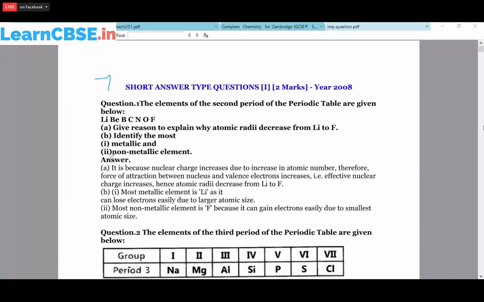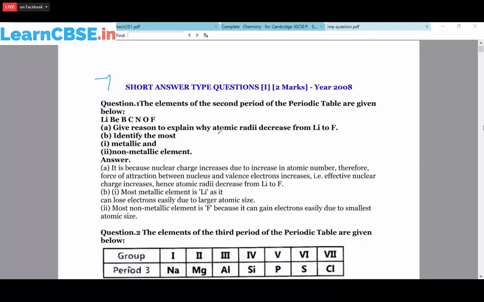This is from the questions from periodic classification of the elements. So these are all the questions from the year 2008 CBSE exam. Question number 1. The elements of the second period of the periodic table are given below: lithium, beryllium, boron, carbon, nitrogen, oxygen and fluorine. Give reason to explain why atomic radii decreases from lithium to fluorine.